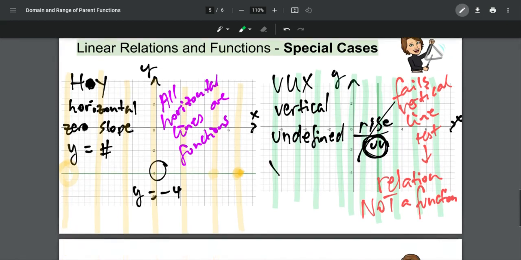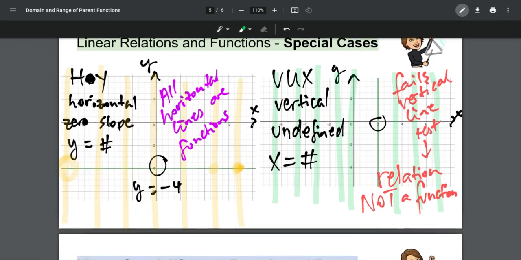And then x would be your actual equation of the line. So where did this line cross my x-axis? That's the question. Let's look. Looks like it was at 2. So the equation of this line would be x equals 2. Easy, right?